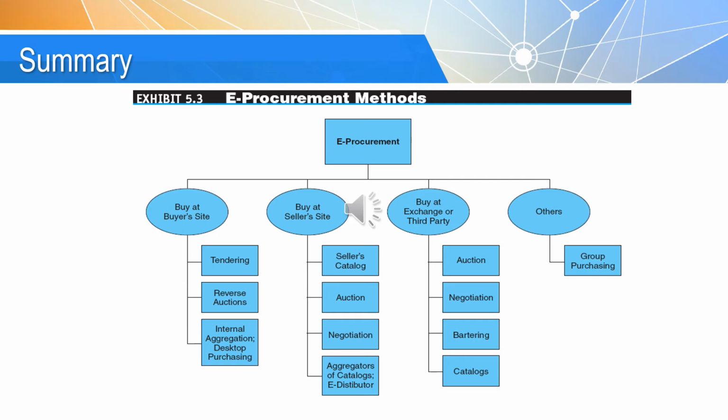Reverse auction kita akan tengok lagi. Internal aggregation ni mesti cerita tadi lah. Dia akan collect all the catalog from the supplier, put at the buyer website. And then we have buyer at seller side, ada seller catalog, ada auction, ada negotiation. Okay, and then buyer at exchange or third party, ada auction, negotiation, bartering and catalogs. So auction kat sini, what is the difference between reverse auction, auction at the seller side, auction at the third party?